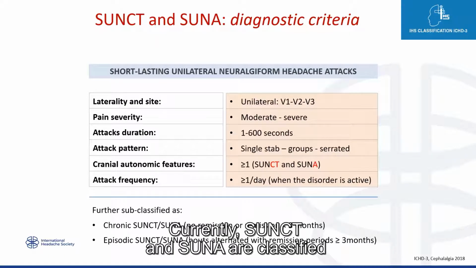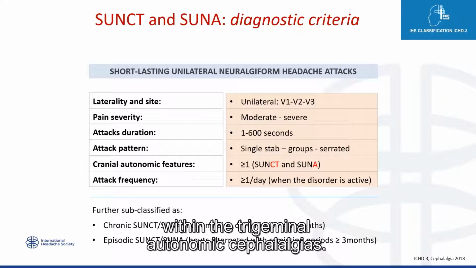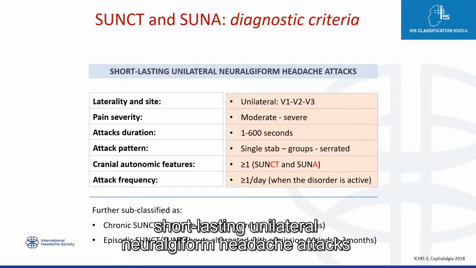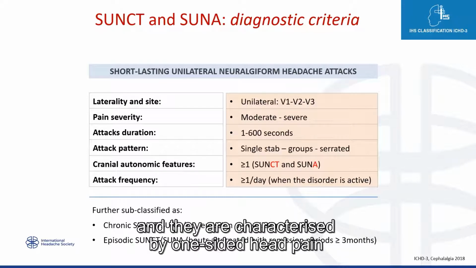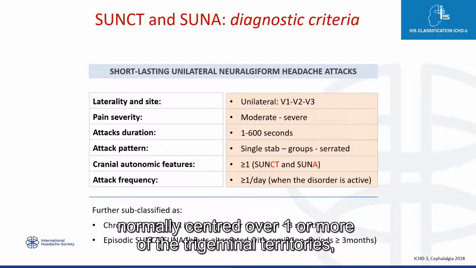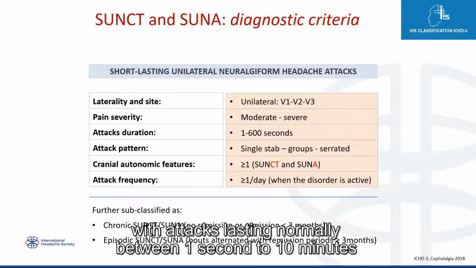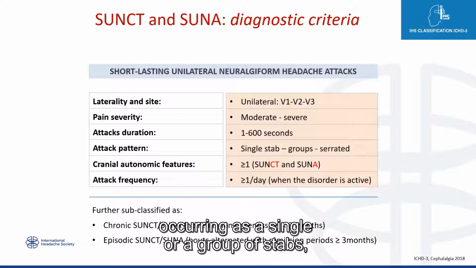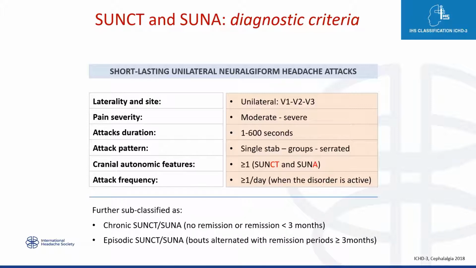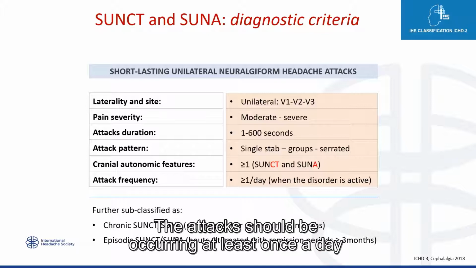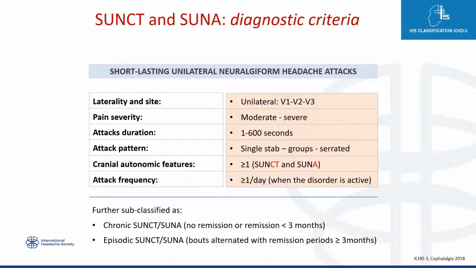Currently, SUNCT and SUNA are classified within the trigeminal autonomic cephalalgias. They have been grouped under the term of short-lasting unilateral neuralgiform headache attacks, and they are characterized by one-sided head pain, normally centered over one or more of the trigeminal territories, moderate or severe in intensity, with attacks lasting normally between 1 second to 10 minutes, occurring as a single or group of stabs, or sometimes following a serrated pattern. The attacks should be occurring at least once a day when the condition is active.